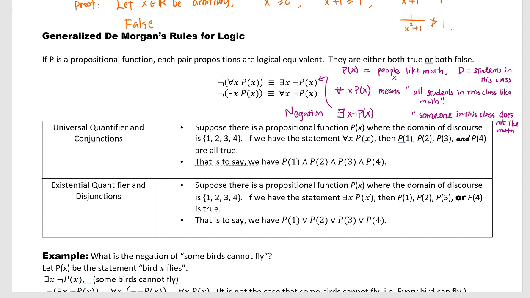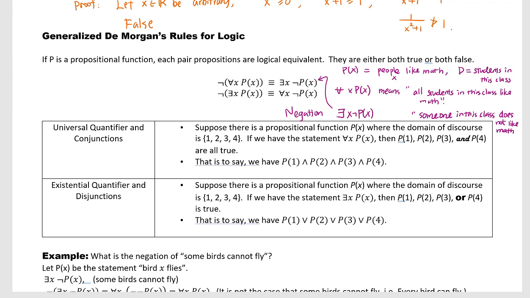The other pair you can think of: there exists x, P of x. So someone in this class likes math. What's the negation? The negation will be no one likes math. So no one likes math means for all students in this class, they don't like math. So for all x, not P of x. Do you kind of understand De Morgan's laws for logic from this example?